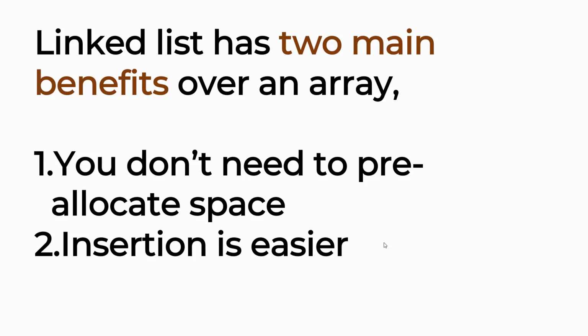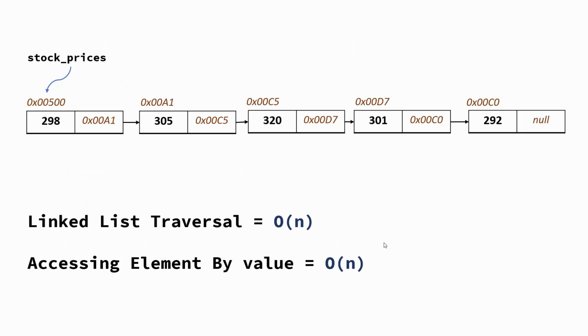In linked list, you will allocate whatever is needed. Second biggest benefit is insertion is easier, and we already saw why. If you want to traverse a linked list, you have to go through element one by one, hence the complexity or big O complexity of traversal is order of n. Accessing element by value is also order of n.